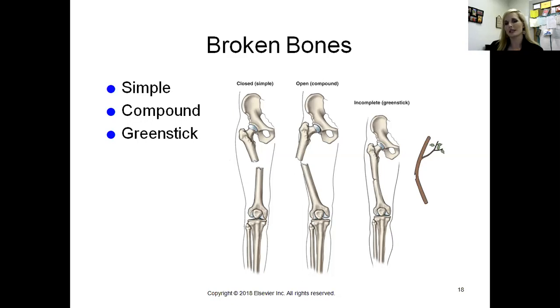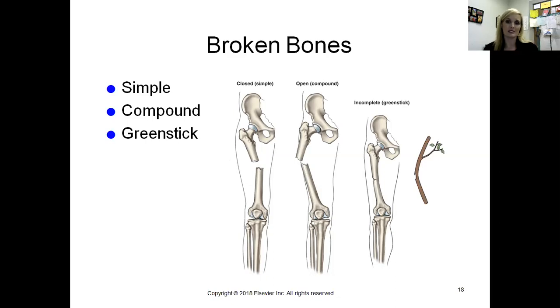A compound break oftentimes is a little bit more severe because the bone will actually protrude out of the skin. So a compound break or compound fracture, if the bone comes out of the skin, is called compound. And again, it is a little bit more severe because now it's open to the outside, where it's exposed to the elements and exposed to things like bacteria.